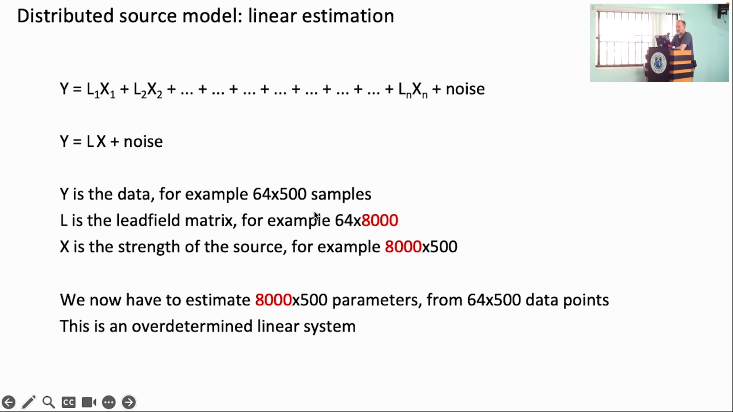There are many columns in this lead field matrix because we have many dipoles. And that also means that with such a large lead field matrix, we have to estimate the strength. The lead field matrix can be computed, but the strength needs to be estimated. And what we have here is 8,000 times 500 parameters that need to be estimated. But the starting point is only 64 times 500. So we have many more parameters than we have data points. And this is an overdetermined linear system, and that's why this is challenging.